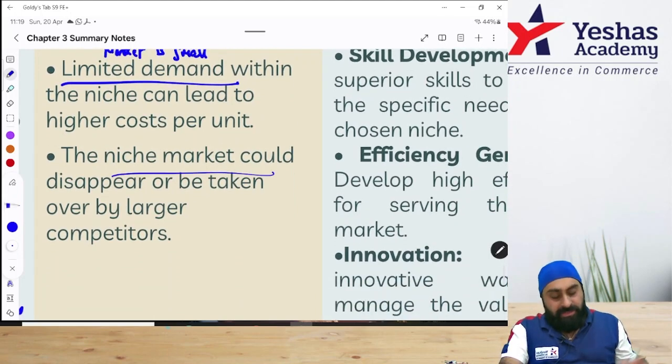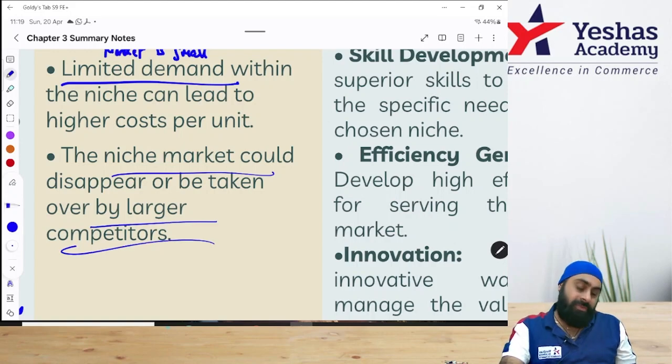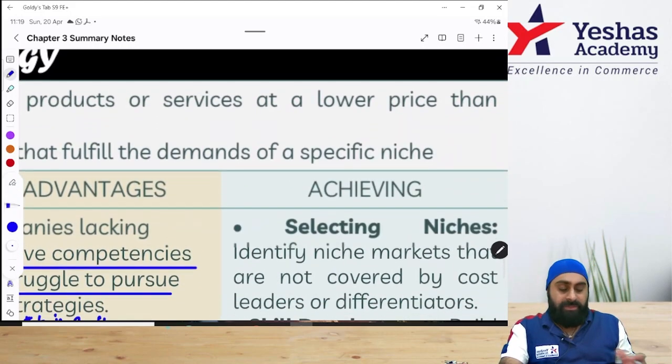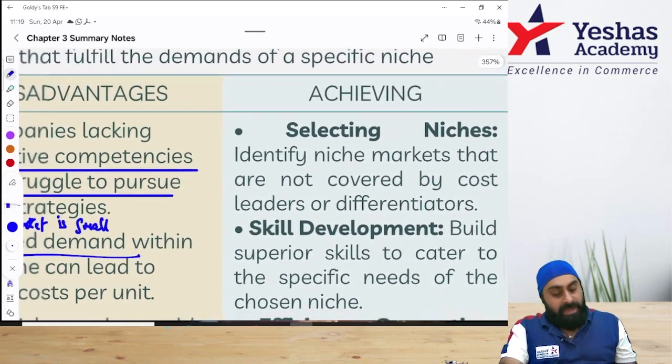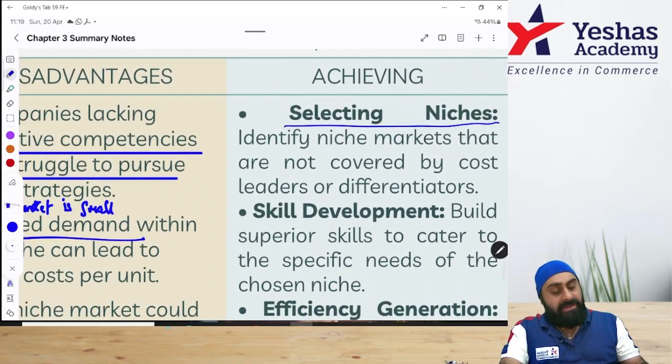Niche market could disappear or be overtaken by large competitors. It can be taken over by large competitors. So this particular segment, niche market, is a different story. Selecting the right niche.